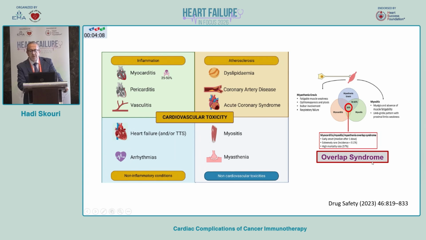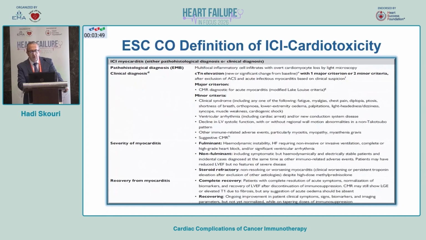But there is what is called an overlap syndrome in around 0.1% of these patients, where you have myasthenia gravis, myositis, and myocarditis occurring at the same time. This is highly mortal, with a mortality rate reaching up to 60% if they occur. So whenever we are suspicious, we have to screen for all these three.